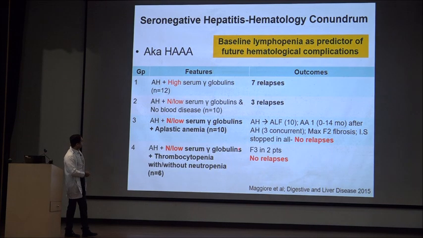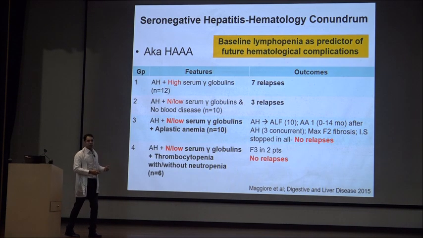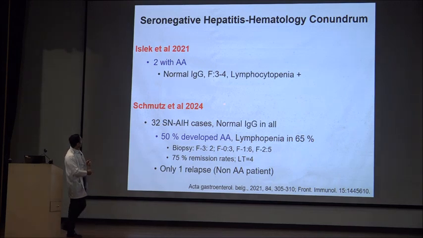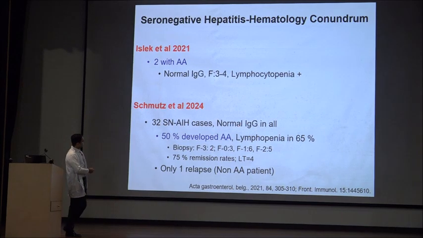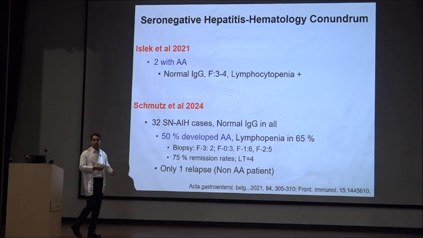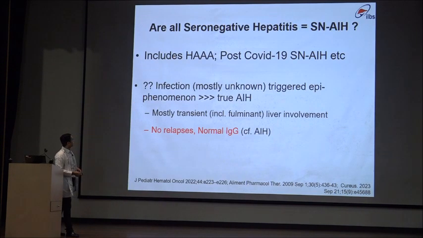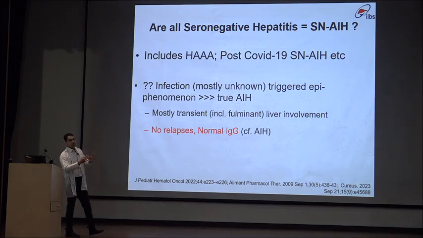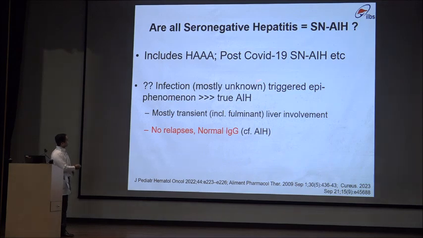And baseline lymphopenia can be a predictor for future hematological conditions. And in other series also, almost 32 cases, almost 50% developed aplastic anemia, with lymphopenia in almost 65% as a predictor of future hematological conditions. But do all seronegative hepatitis cases correlate with seronegative autoimmune hepatitis? I don't think so, because these are mostly infection triggered, and none of these have shown on follow-up any autoimmune liver disorder or relapses. And most of them had normal IgG. So I'm not sure that you can correlate them with each other.